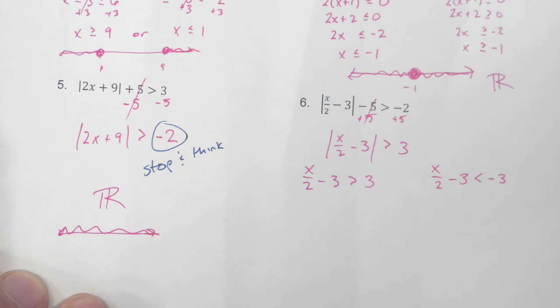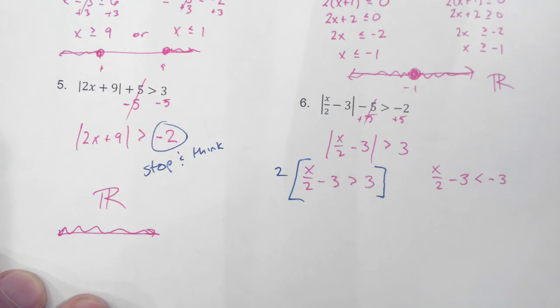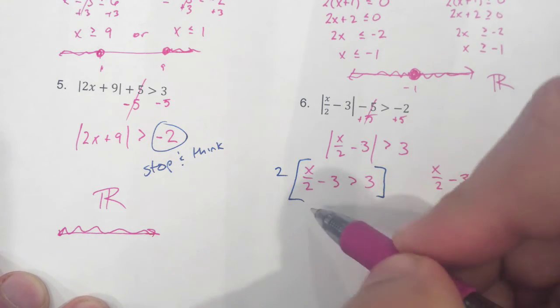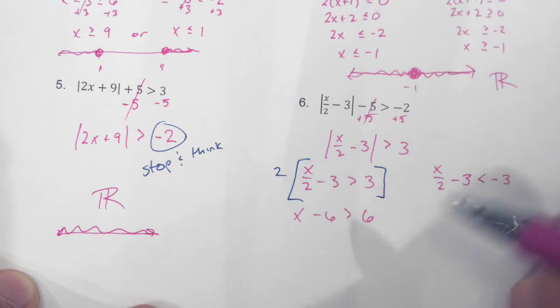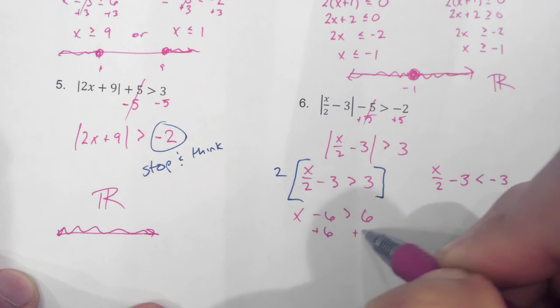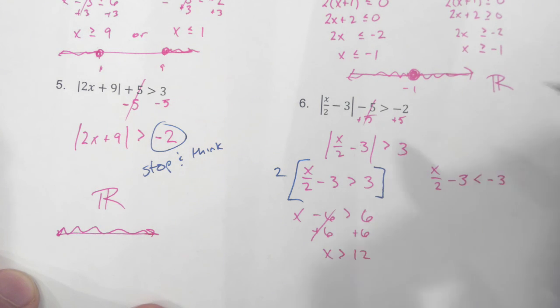All right. There are fractions in this problem, so we're going to get rid of that by multiplying by the denominator of 2. So the 2 divided by 2 would cancel the x's out. 2 times 3 is 6, and again, 2 times 3 is 6. Add 6 to both sides, and x is greater than 12.